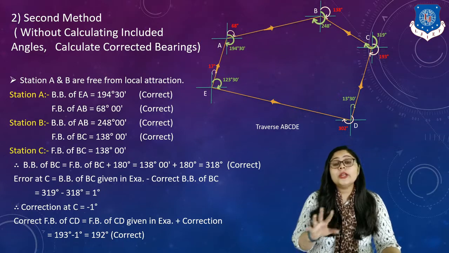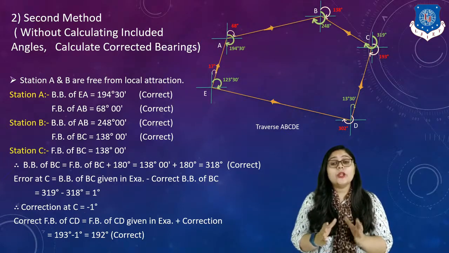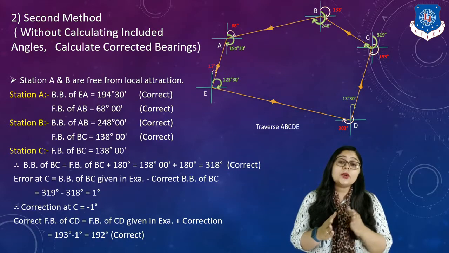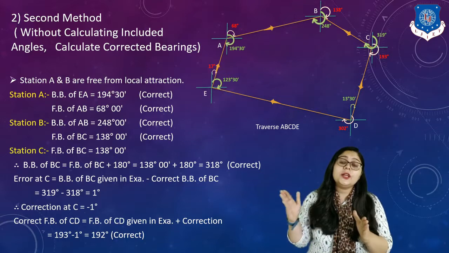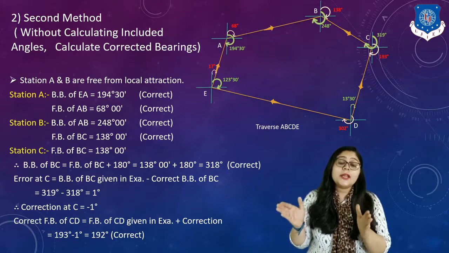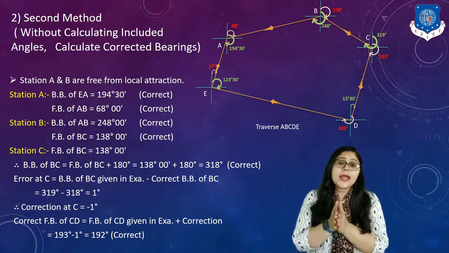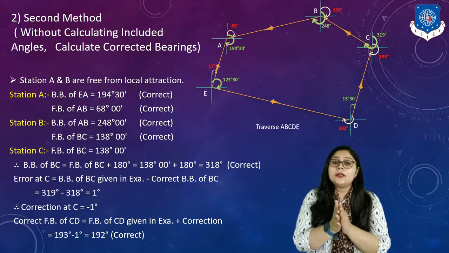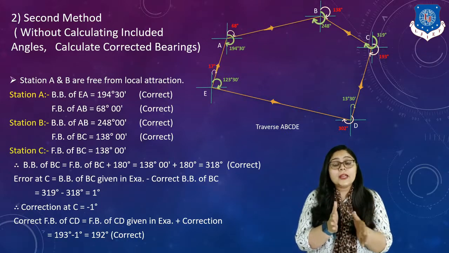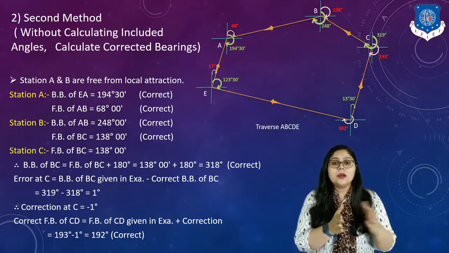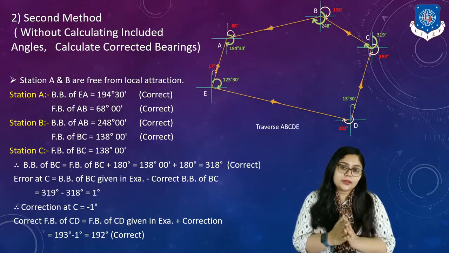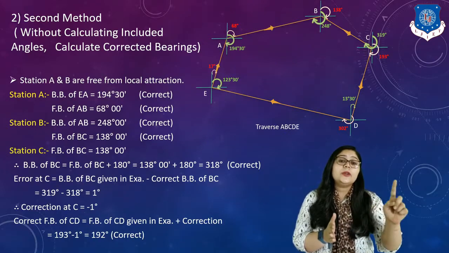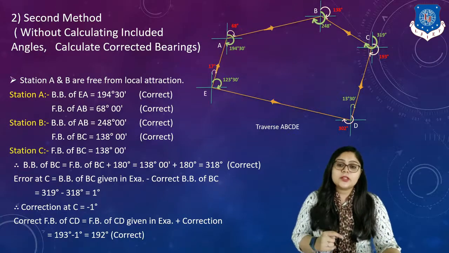So here there is no need to calculate the interior angles. What you have to do is simply calculate the back bearing from the fore bearing. Once you calculate the back bearing, just compare it with the given data in the example. Then you get the error. Once you get the error, if it is positive, for correction do the negative, right? And whatever correction you have identified, please apply it to the next line or the coming line regarding that station. By doing these steps, you can calculate the corrected bearing for all the lines. So this is for station C.